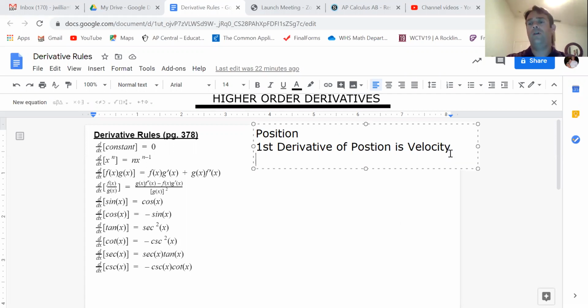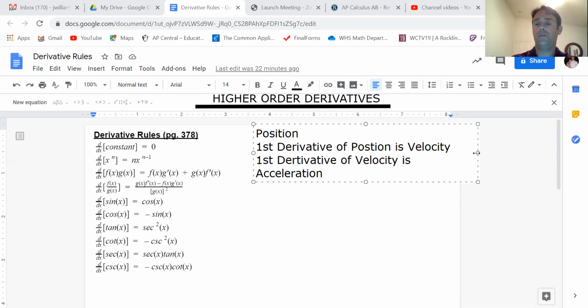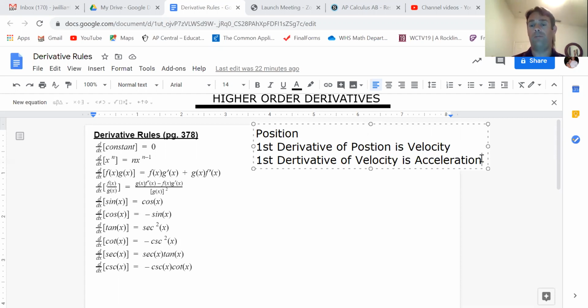Well, it turns out velocity can go down even further. In other words, the first derivative of velocity is acceleration. The rate at which rates increase or decrease. So if velocity is the rate of change of position, then acceleration is the rate that the rate of change is changing. So in other words, we'd actually say that acceleration is the second derivative. In other words, it's two derivatives away.